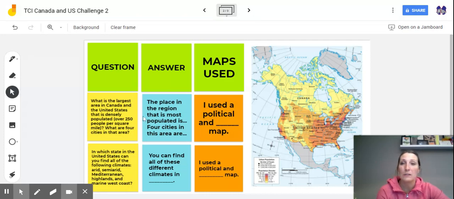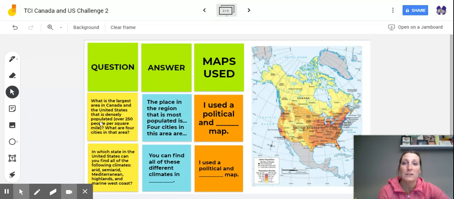these. Notice here that this will mimic what your notebook looks like in TCI. You have a table titled question, followed by your answer, and then also identifying which thematic map that you use to answer the question. So let's look at number 1. This is the same question that you're going to be answering in your TCI notebook work. It says, what is the largest area in Canada and the United States that is densely populated? That means you're looking for a place with over 250 people per square mile. That's a crowded place. Then it follows up by asking, what are 4 cities in that area?